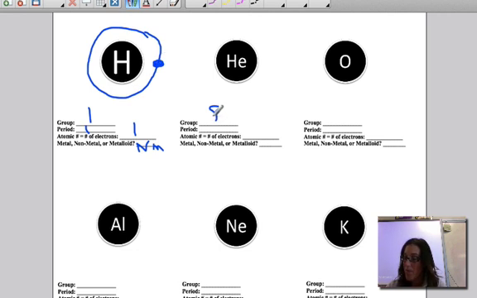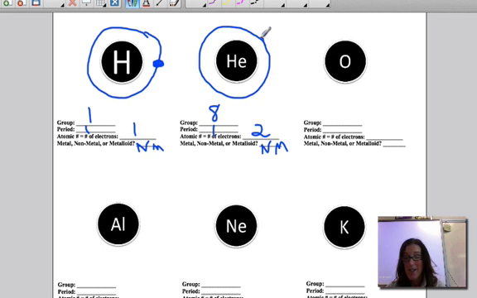Okay, so helium, we go to the periodic table. Helium is found in group 8. It's in period 1. The atomic number is 2, and helium is a nonmetal. So since the period is 1, that means I have 1 shell around helium, and it's in group 8. Even though it's in group 8, it does not have 8 valence electrons because it only has 2 total. So we actually only have 2 dots on helium.